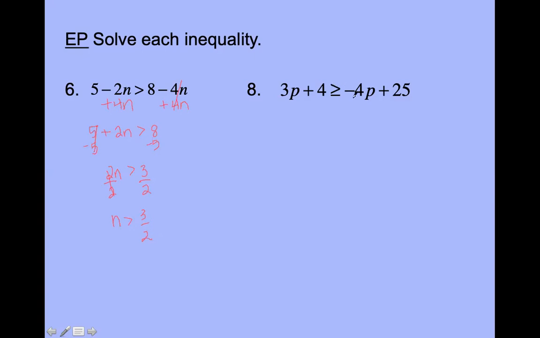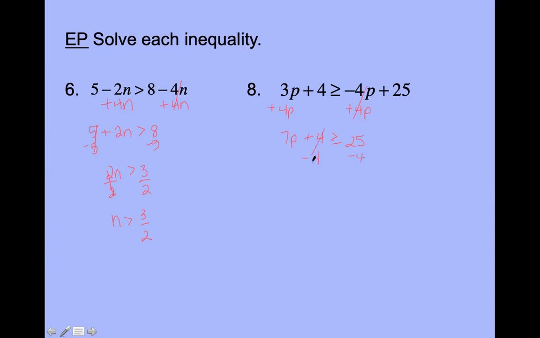I have negative 4p on the right, so I'm going to start out by adding 4p to both sides. I'm going to simplify as my next step. 3p plus 4p is 7p plus 4 is greater than or equal to, these are canceling on the right. I have 25 left over there. Okay, so now I work back on this side. I'm trying to get p by itself, so my next step is to subtract 4 from both sides.